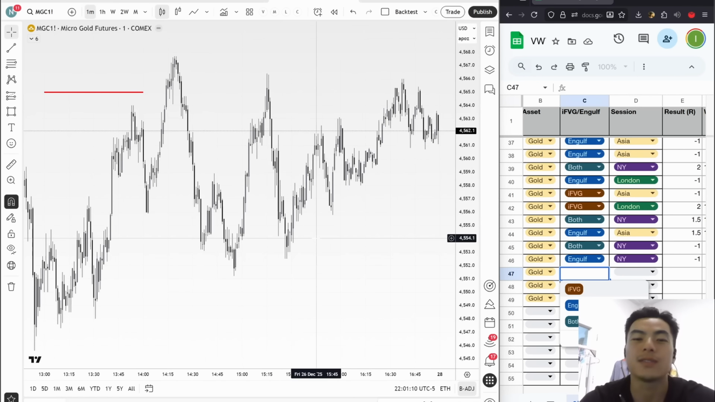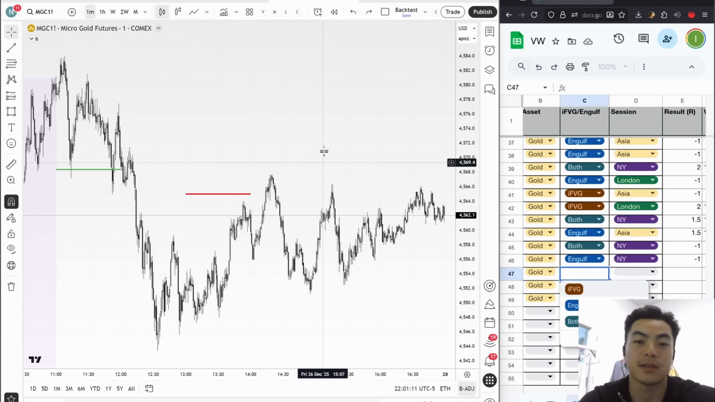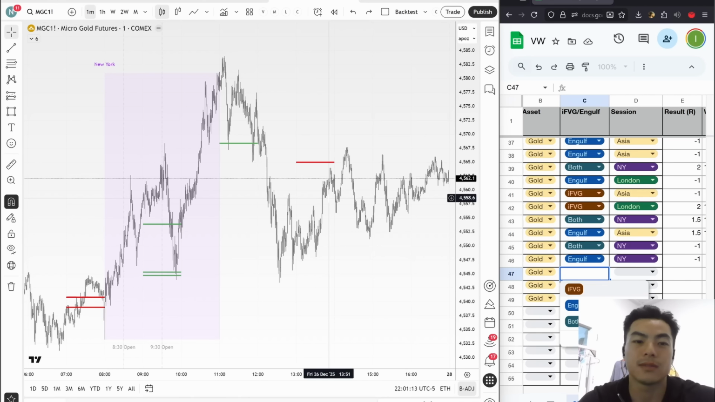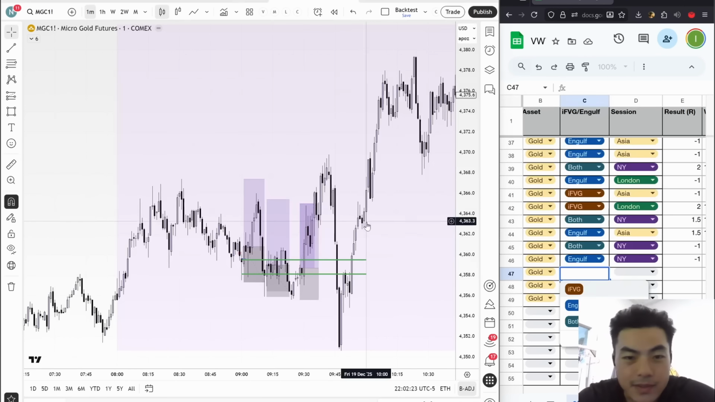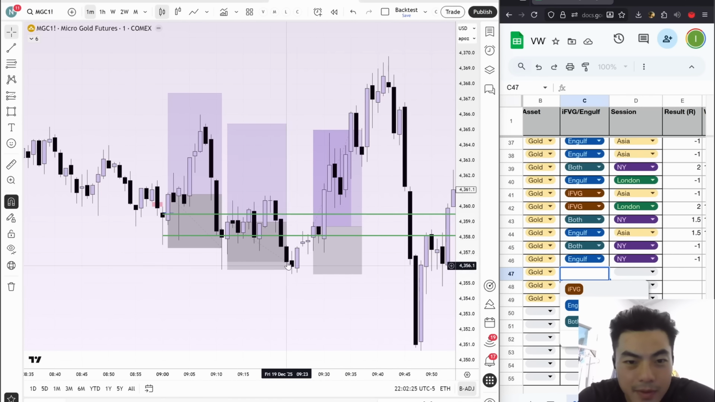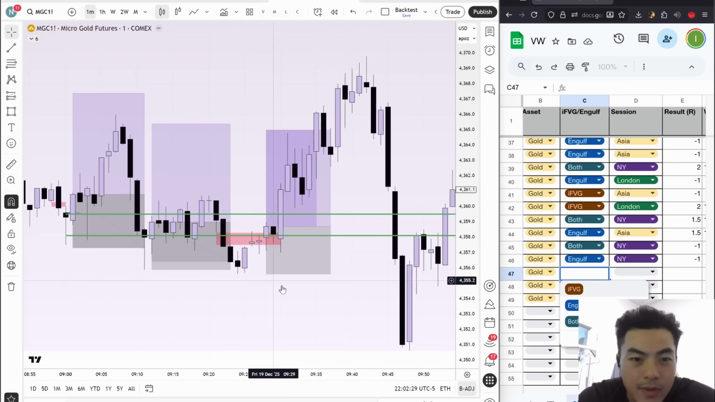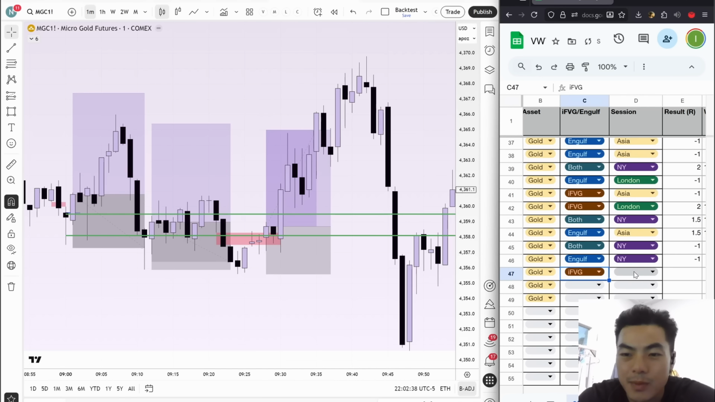Oh, I lost my position. 1 second. Okay, we're back. So, this is the third entry we're looking at. Inverse fair value gap entry there. No, sorry, that is your engulfing candle. So inverse fair value gap, New York, plus 2R.